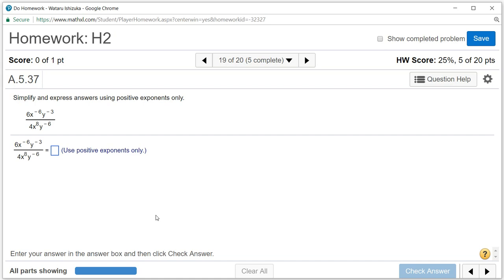Alright, let's look at homework 2, problem 19. Let's simplify this expression here.